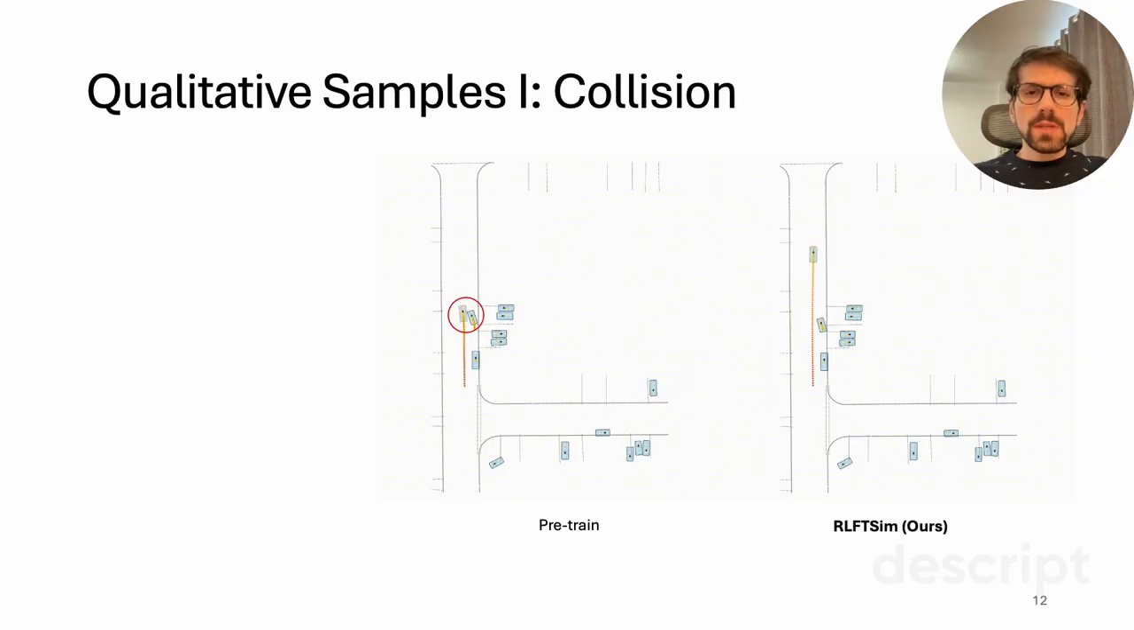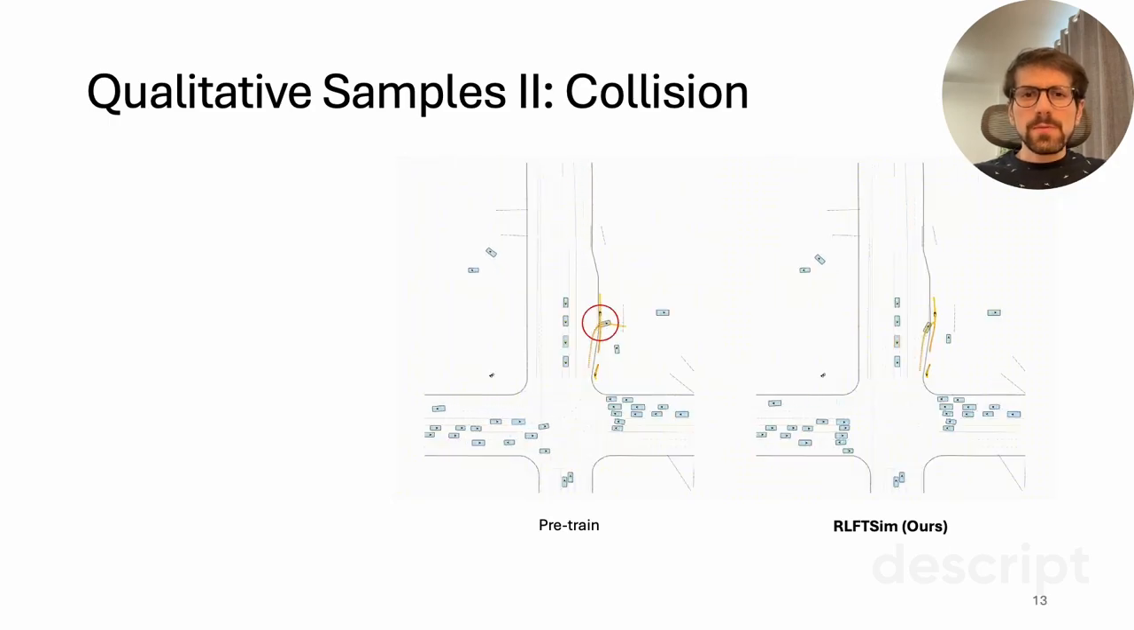For the pre-trained model, on the left figure, the parked vehicle attempts to enter the road, which leads to a collision with the passing vehicle. The passing vehicle tries to slow down, but it cannot avoid the collision. For the post-trained model on the right side, the parked vehicle waits for the road to get free and then slowly enters the road. There is another collision example where for the pre-trained model on the left side, the vehicle entering the circle fails to yield to the pedestrian and collides with it. In the RLFTSim model on the right side, the vehicle yields to the pedestrian.